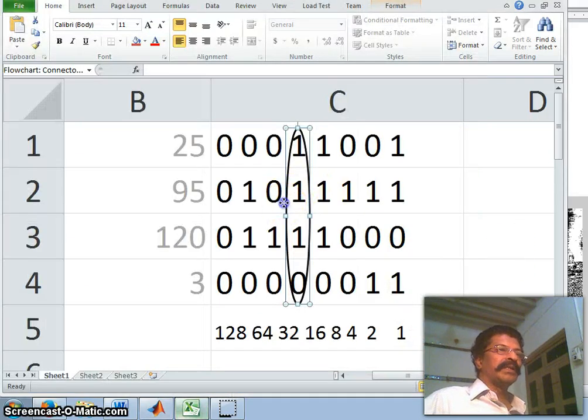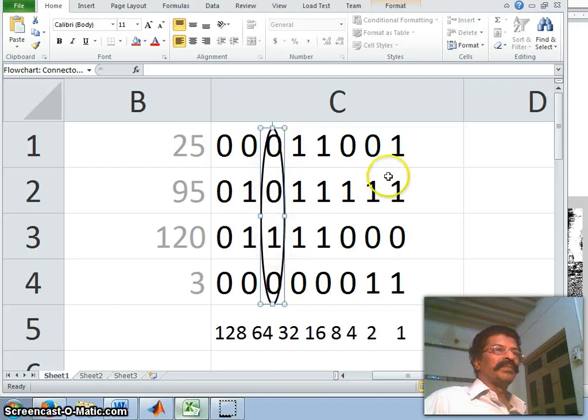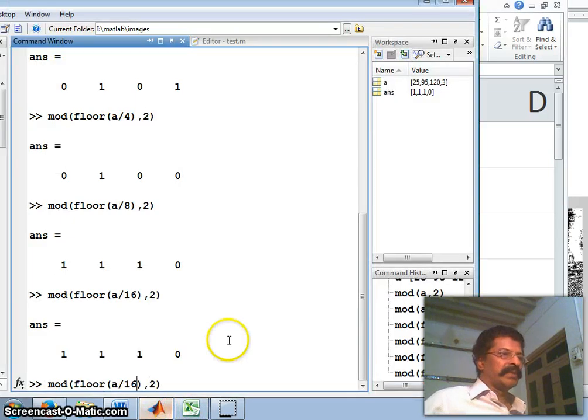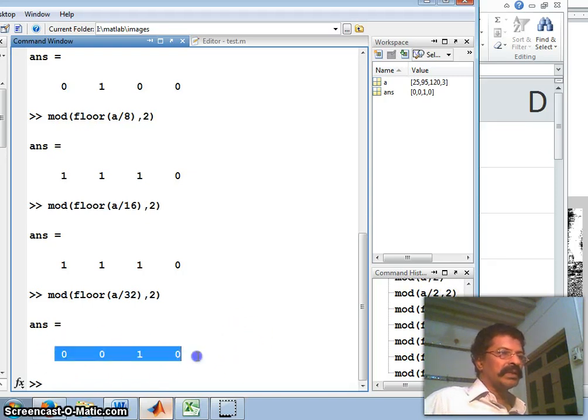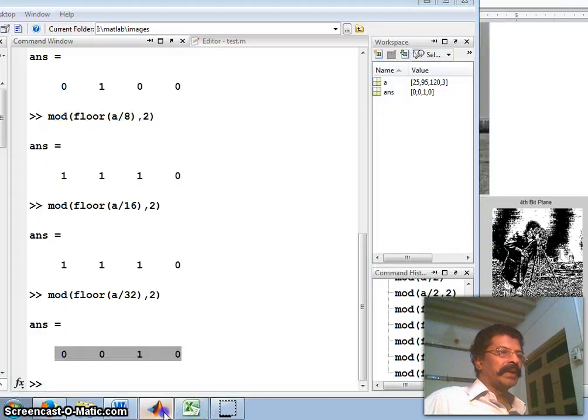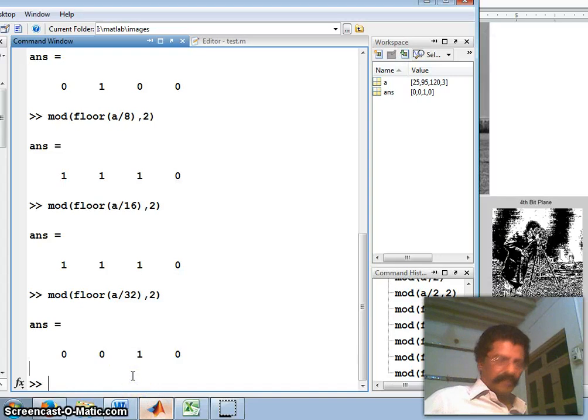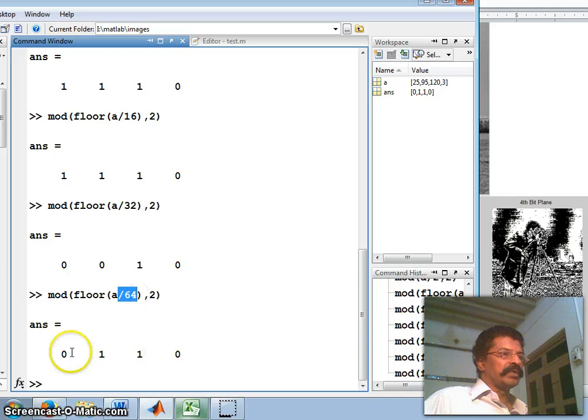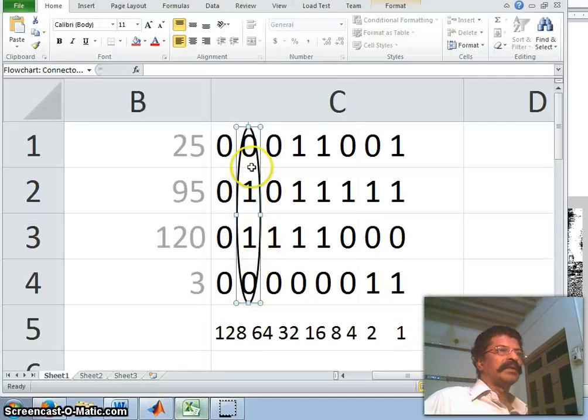So good. Now let us take this one, 0, 0, 1, 0. I want the 6th bit: 1, 2, 3, 4, 5, 6. Therefore again I can apply the same logic, but instead of dividing by 16, I divide by 32, and I see that I am getting 0, 0, 0, 0, 1, 0. How can I get the last but one most significant bit? I can divide by the weight 64 and see that I am getting 0, 1, 1, 0. That is the bit which corresponds to the weight 64.